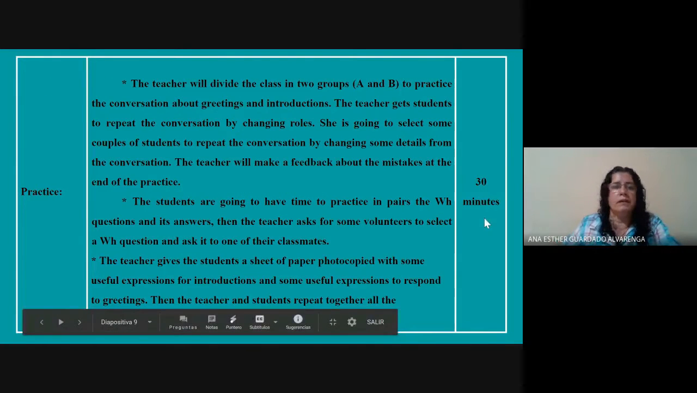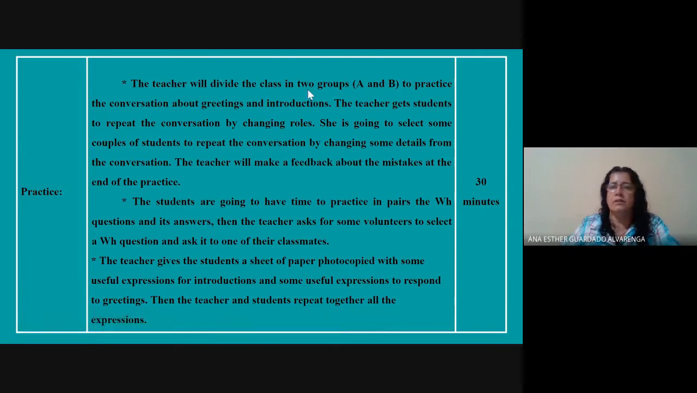I'm going to have 30 minutes to do this. And here the teacher is going to divide the class into groups, A and B, and they are going to practice the conversation. The teacher is going to repeat the conversation, the students are going to do it, and then when the teacher says, they are going to change their roles, in order for both groups to practice each part of the conversation.